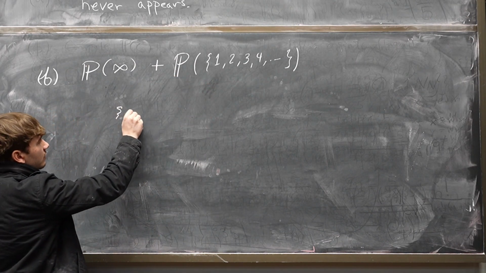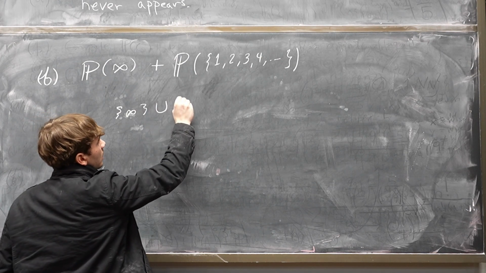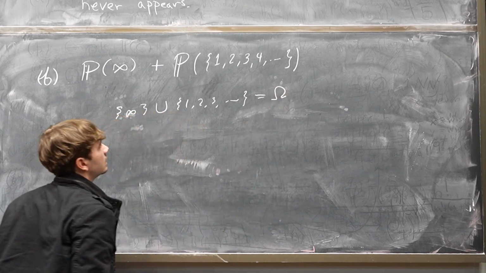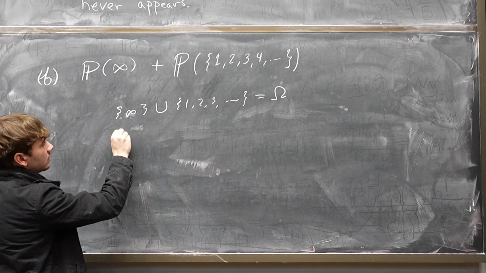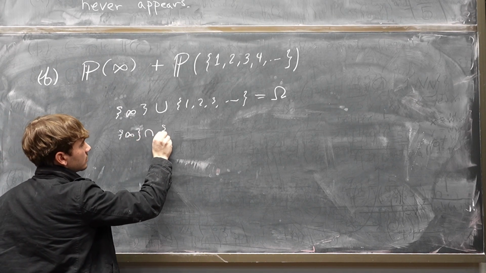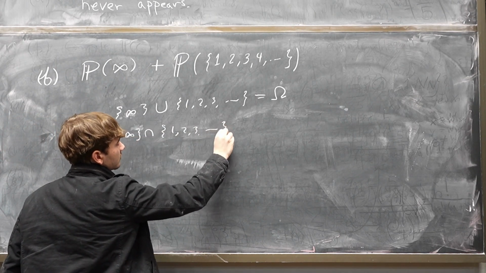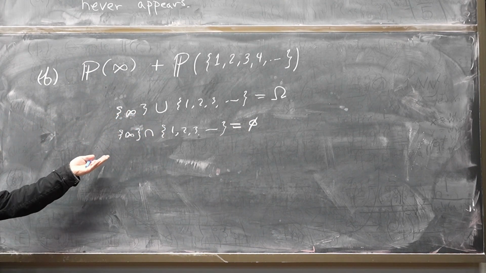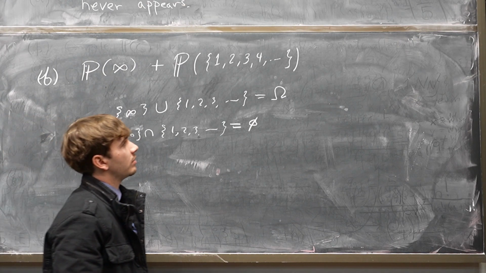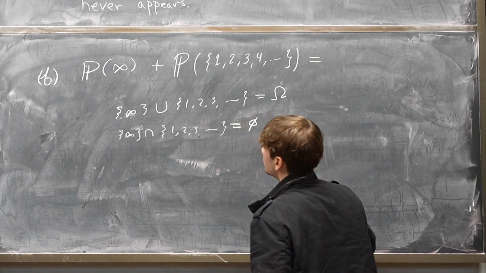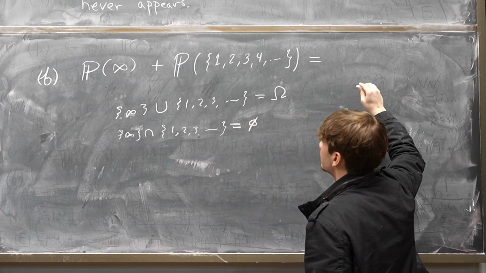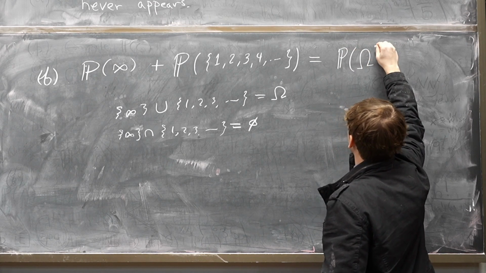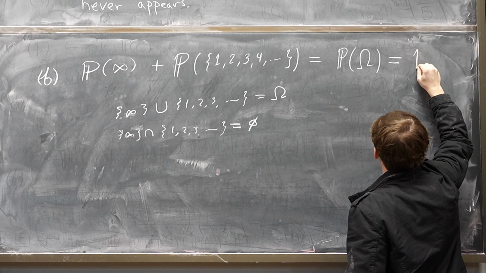So infinity union {1, 2, 3, etc.} is the whole space. And furthermore, these sets are disjoint. So infinity intersect this {1, 2, 3, etc.}, the set of all finite numbers, is equal to the empty set. So what this tells me is that by the axioms of a probability measure, by the very definition of P, this probability needs to be the probability of omega, or in other words, it needs to sum to 1.